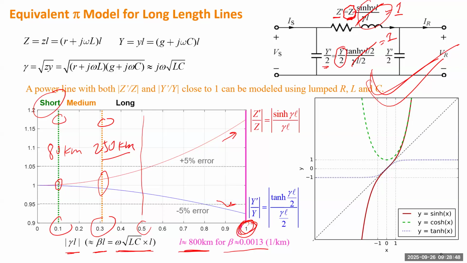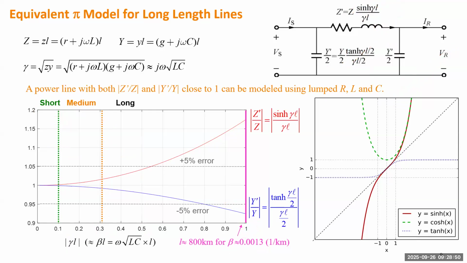So the conclusion we have is that a power line with both factors close to 1 can be modeled using lumped R, L, and C. How close is good? That depends on the error tolerance you want to meet. If 1% is okay, you can decide within which distance you can just use the lumped parameters for the line.